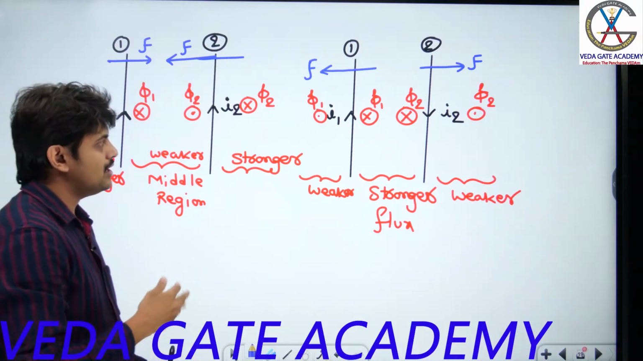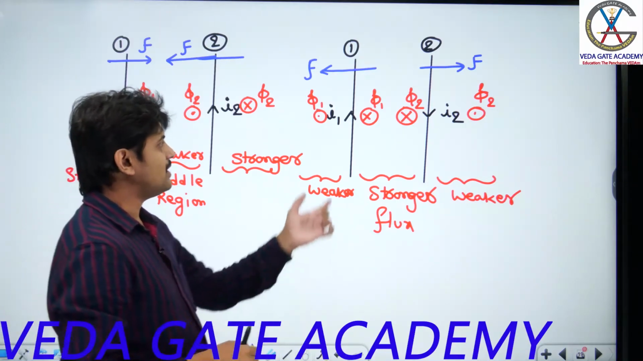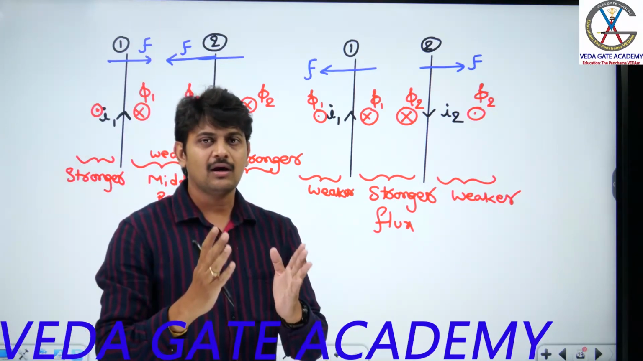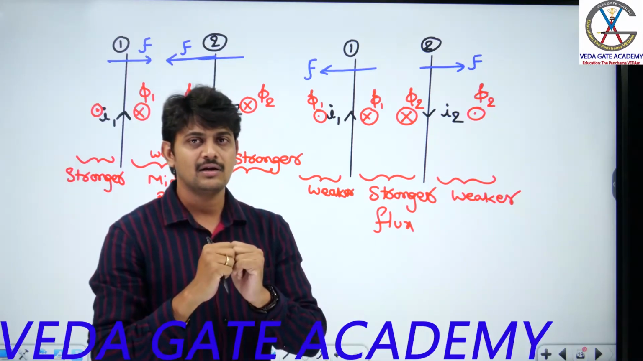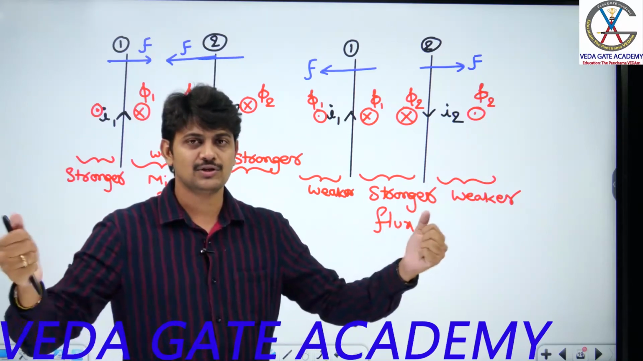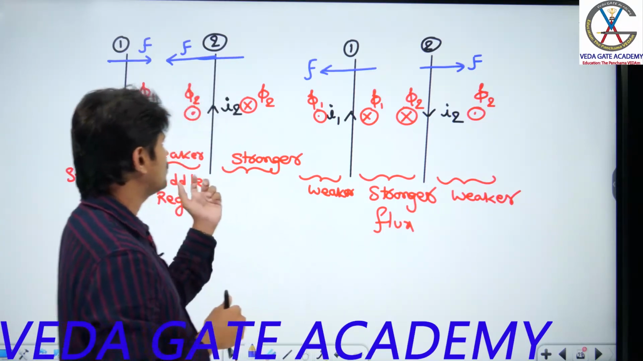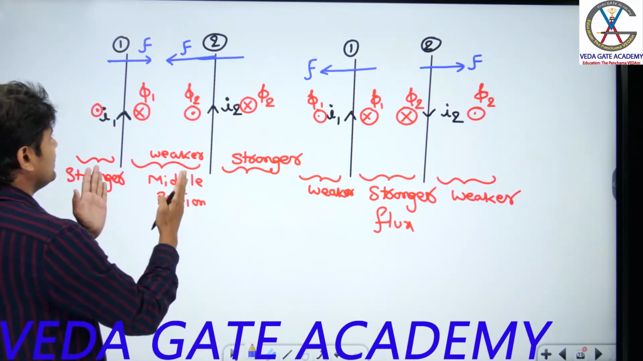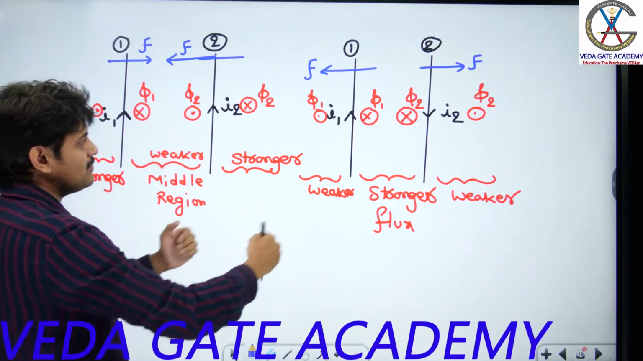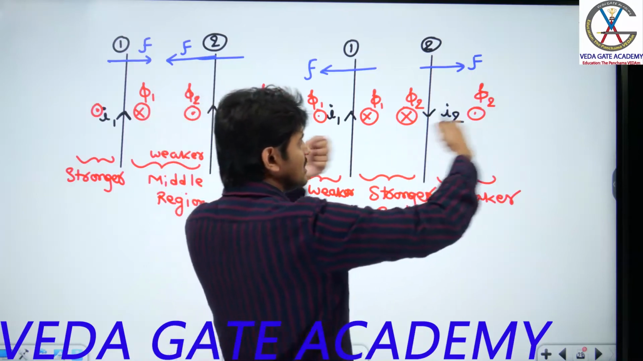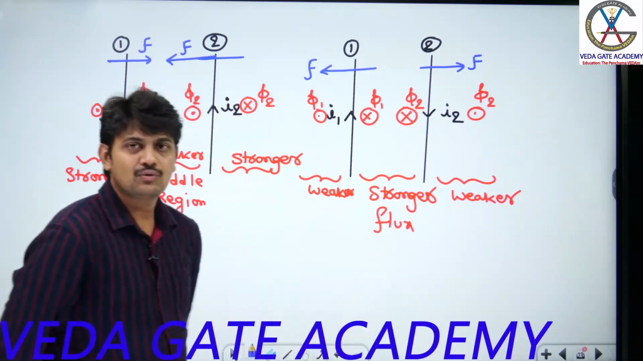So the conclusion we are getting is: if two parallel conductors are allowed to carry current in opposite directions, then there is a force of repulsion between these two conductors. So what are the two conclusions we got? If two parallel conductors carry current in the same direction, then there is a force of attraction. If they carry current in opposite directions, then there is a force of repulsion between those two conductors.